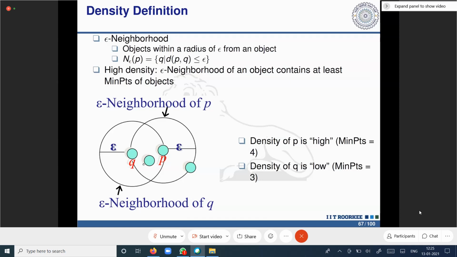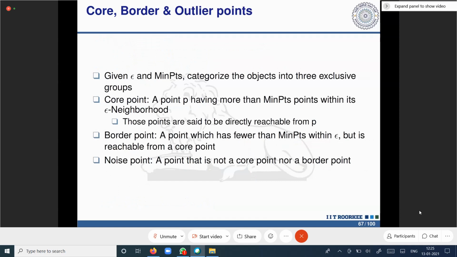So here point P, when we draw an epsilon radius circle, there are 4 points within this circle. So its density is high because it has 4 points within it. Whereas point Q, if you draw an epsilon neighborhood of Q, there are only 3 points within it. So its density is low.